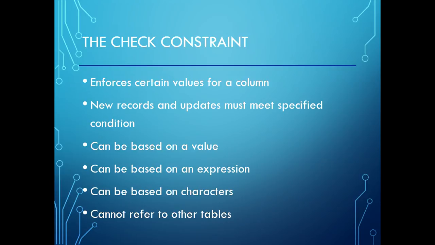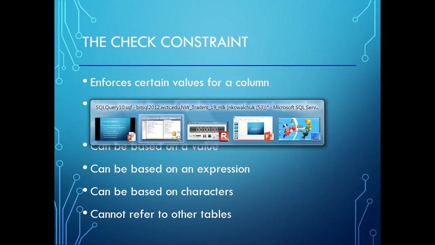Next constraint is a check constraint. This enforces certain values for a column. When we add new records or update existing records, they must meet those conditions. So this could be based on a value. It could be based on an expression. It could be based on a character. The only thing is that we can't refer to other tables. We could refer to other columns in the same table, but we can't reference other tables.